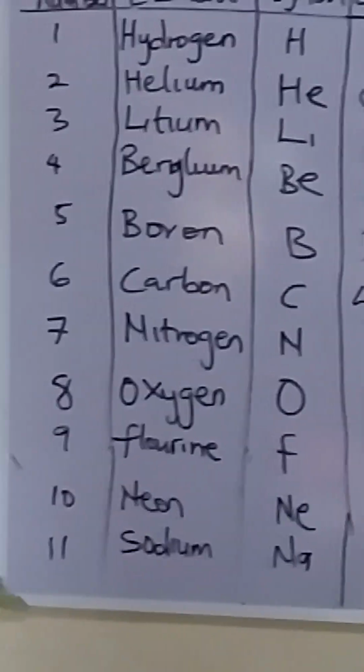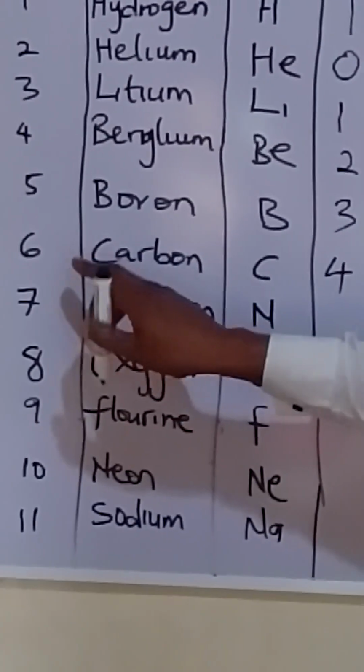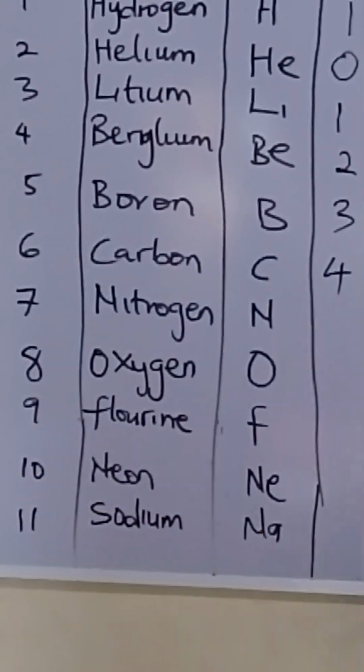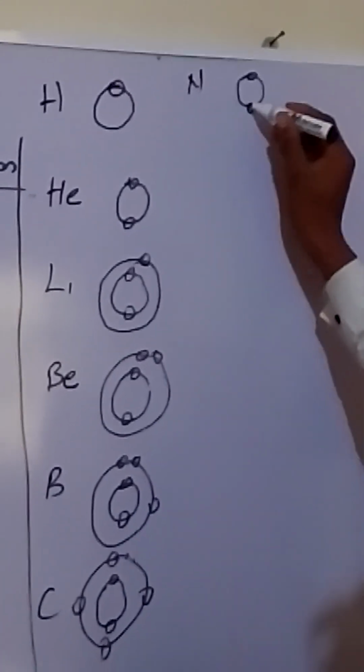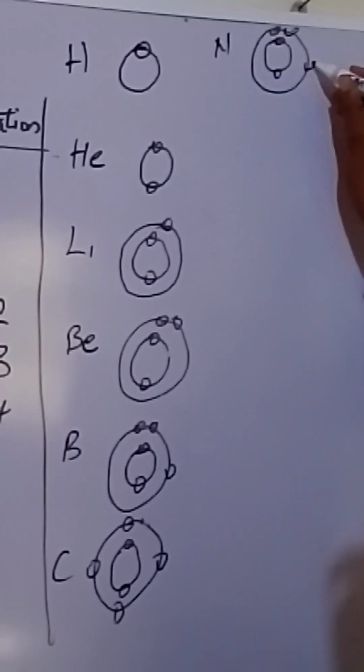We go to nitrogen. Nitrogen is N, and the atomic number is 7, meaning first shell filled with 2. This is the second shell. Second shell now has 5.